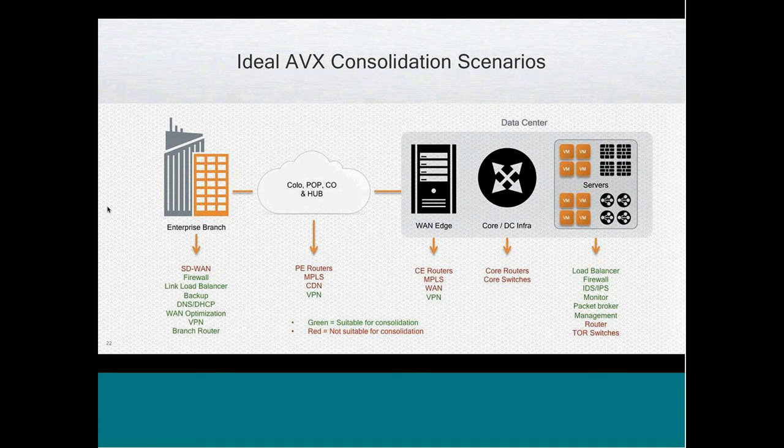For example, a PE router or MPLS router or a CE router or core switching and core routing is not the right application to run on a hyperconverged platform for networking security. But your data center services layer is an ideal place to deploy this hyperconverged platform, where you can hyperconverge load balancing, firewall, IDS, IPS, monitoring, packet brokers, management, DNS, DHCP, backups. All of these functions you can consolidate on this hyperconverged platform.